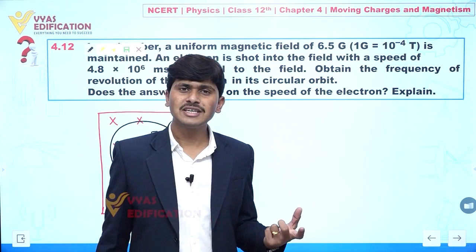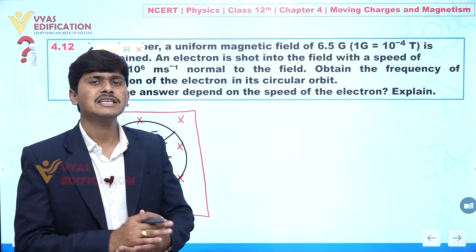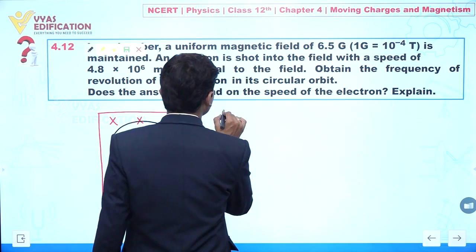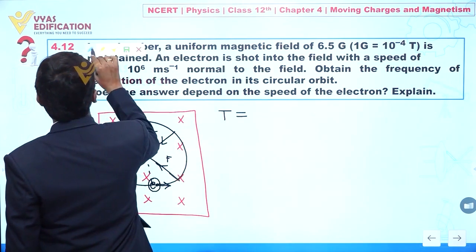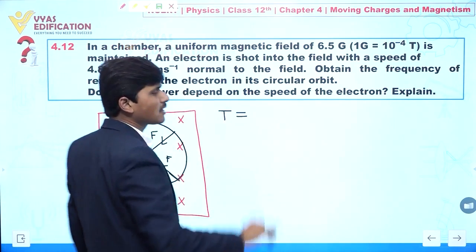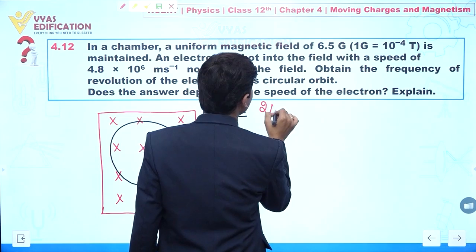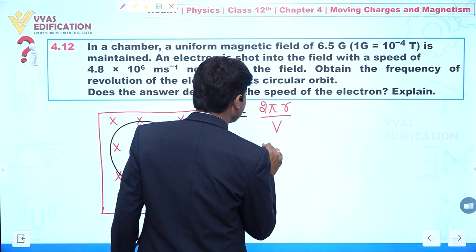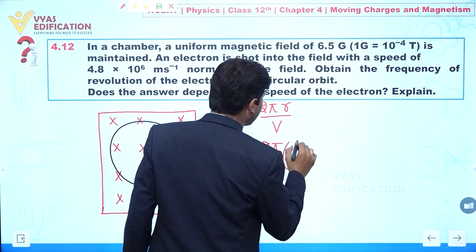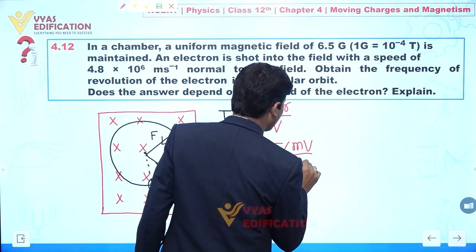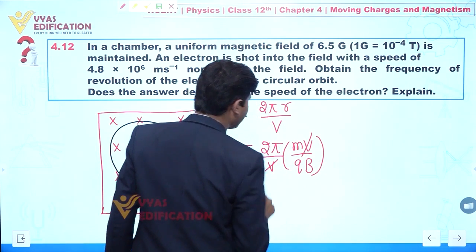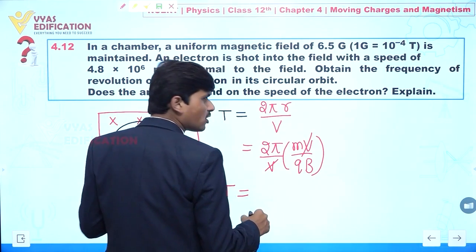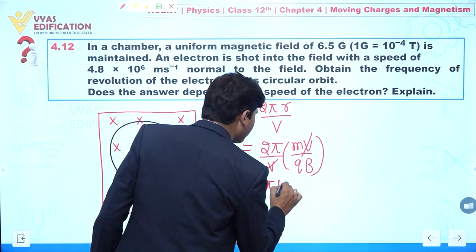So now in this question our objective is to calculate the frequency of revolution of an electron, clear. We know the time period T is given by 2 pi r by v, and we know the expression of the radius is r = mv by qB, clear. From here we can say v and v cancel out. So the time period of this revolution of the electron is given by 2 pi m divided by qB, clear.